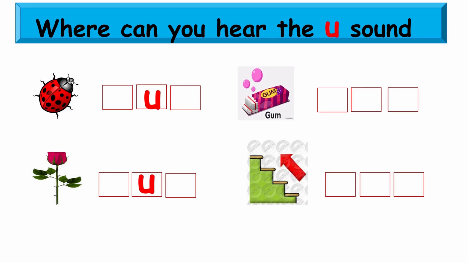Good job. Let's go now to the third picture here. We have here gum. Where can you hear the sound? Great. That's the middle sound, and you can use the second box. How about up? That's the initial sound, and you can use the first box. Very good, kids.